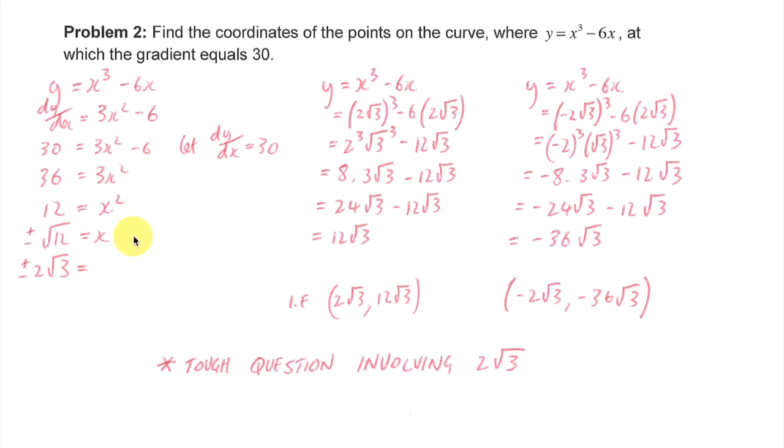And now I take the square root of both sides. And so notice that I get both a positive version and a negative version, and the square root of 12 can be simplified as being plus or minus 2 root 3. So they're my x values.